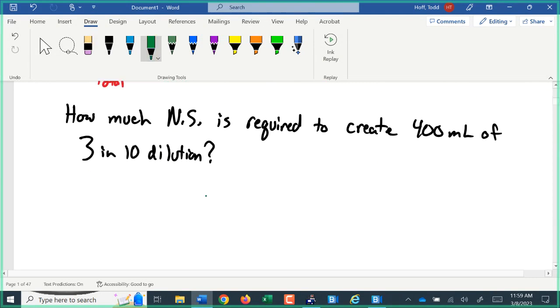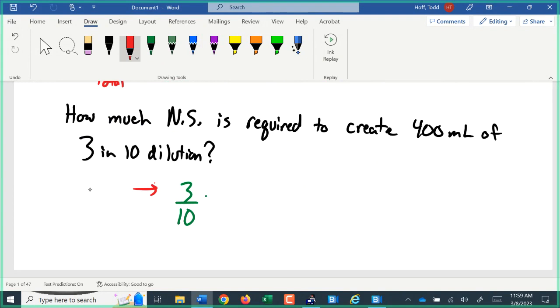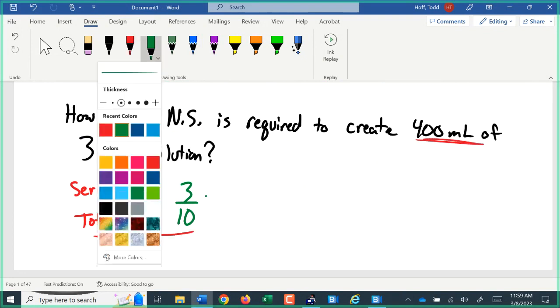So here again, we have our dilution is 3 in 10. But if we look at it, the 3 is the serum. We didn't specify what the serum is here, but it doesn't matter. 10 is the total solution. Well, we have 400 milliliters. That does represent the total solution.